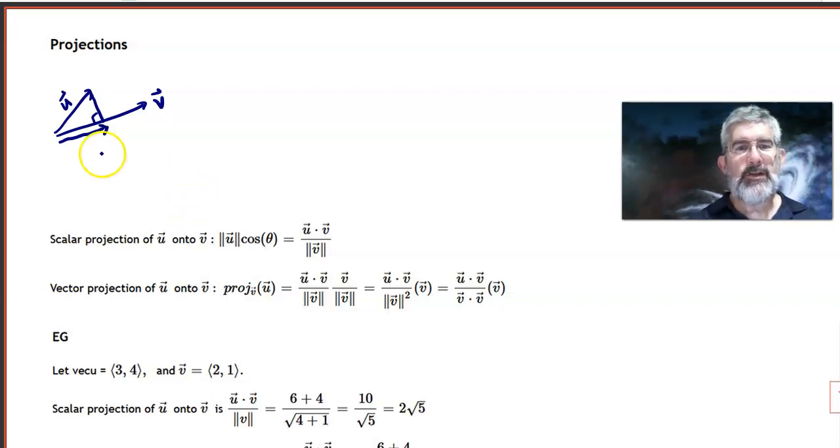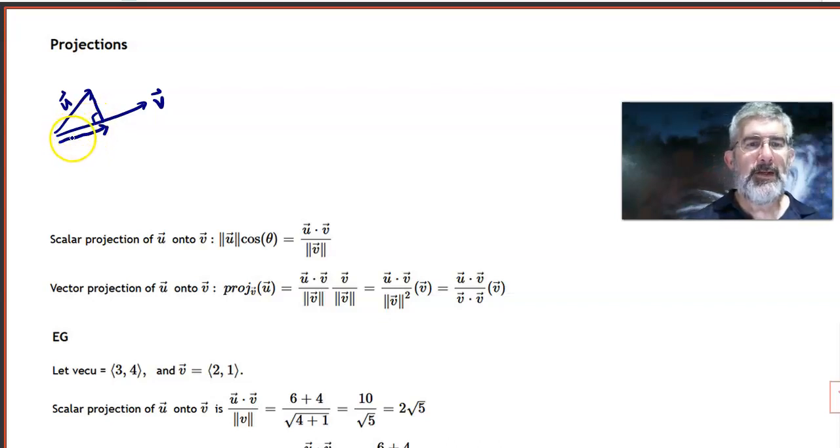This vector has various things that it's called. It is sometimes called the component of u in the direction of v. It's sometimes called the vector projection of u onto v. We will use both of those terms.